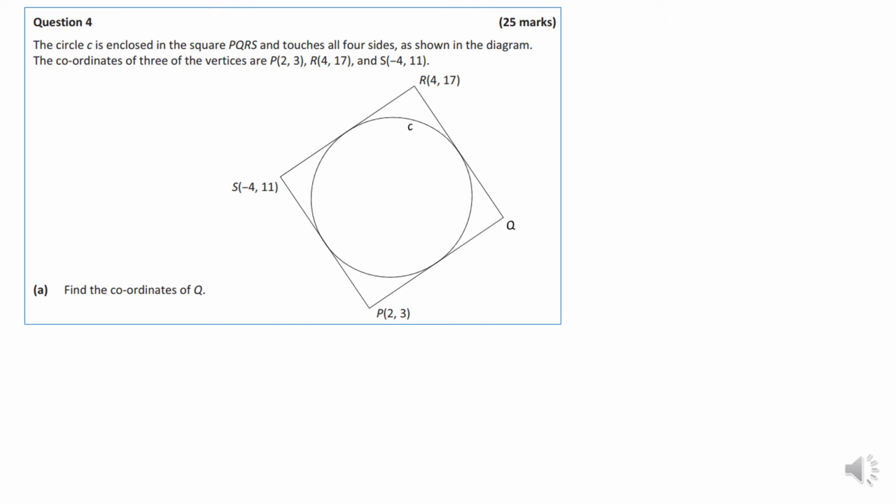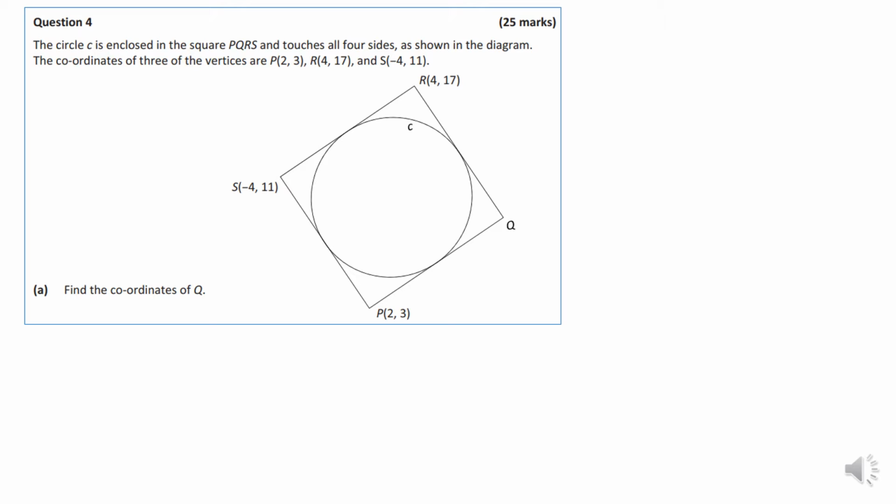In this video we have a question on the circle. It's from the 2019 Ordinary Level exam paper, paper 2, question 4. The circle C is enclosed in the square PQRS and touches all four sides as shown in the diagram. The coordinates of three of the vertices, P, R and S, are given.